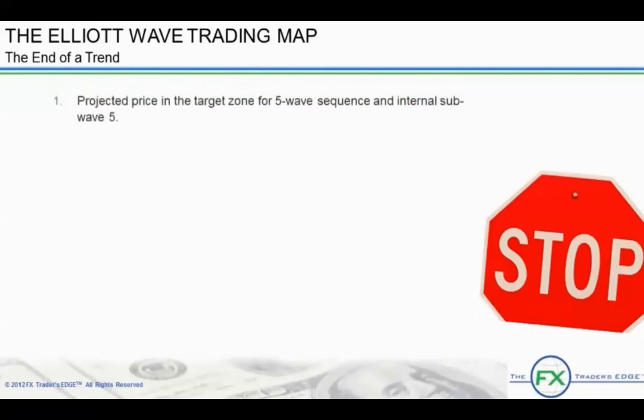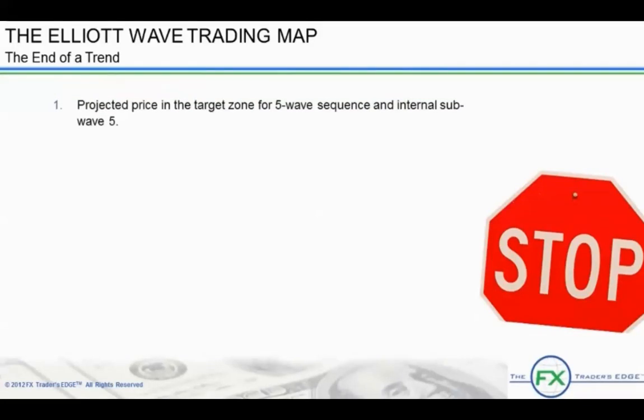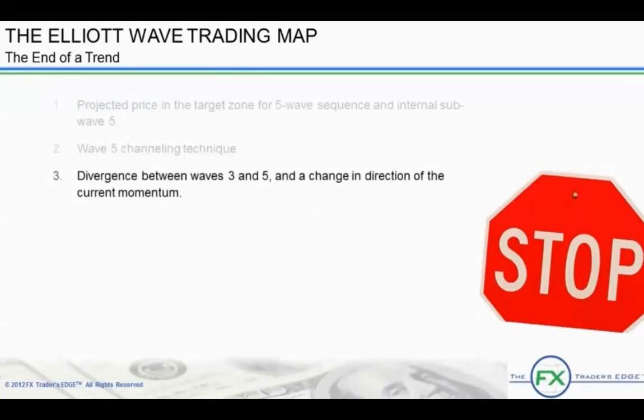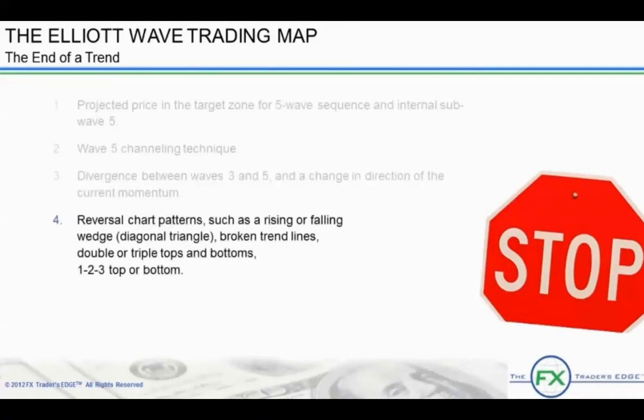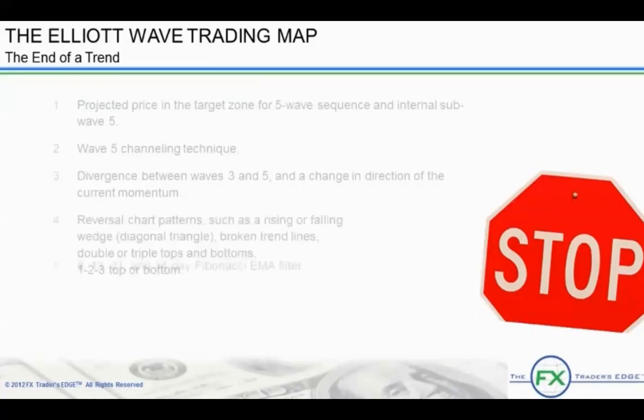Projected price in the target zone for 5-wave sequence and internal subwave 5, wave 5 channeling technique, divergence between waves 3 and 5, and a change in direction of the current momentum. Reversal patterns such as rising or falling wedge, diagonal triangle, broken trend lines, double or triple tops and bottoms, 1-2-3 top or bottom, 8, 13, 21, and 34-day Fibonacci EMA filter, and candlestick reversal patterns.